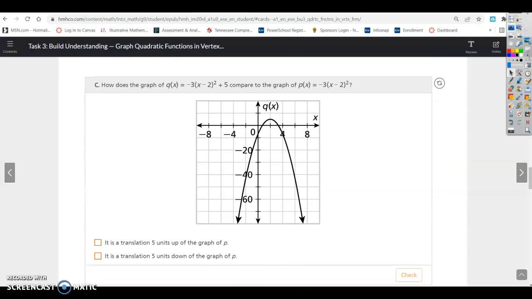How does the graph of q of x equals -3 times x minus 2 squared plus 5 compare to the graph of p of x, which equals -3 times x minus 2 squared? You can see to go from p to q, now we're going to add 5, which is going to move it up 5 units. Remember, this is a vertical movement. This is a horizontal movement opposite the sign. So it is a translation 5 units up from the graph of p. From this graph to this graph, it simply moves it up 5 units.